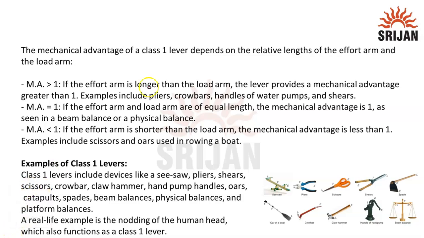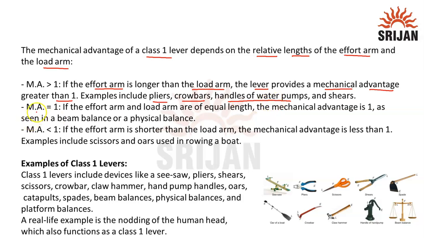The mechanical advantage of a class 1 lever depends on the relative lengths of the effort arm and the load arm. The first case is that mechanical advantage is greater than 1. If the effort arm is longer than the load arm, the lever provides a mechanical advantage greater than 1, because we know that mechanical advantage is the ratio of length of the effort arm to that of the load arm, right? So if the effort arm is longer than that of load arm, definitely the mechanical advantage will be greater than 1. Examples are pliers, crowbars, and the handles of water pumps.